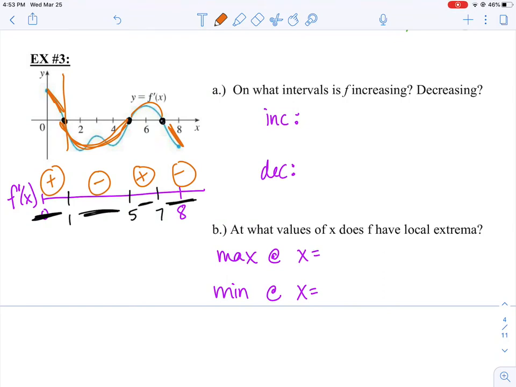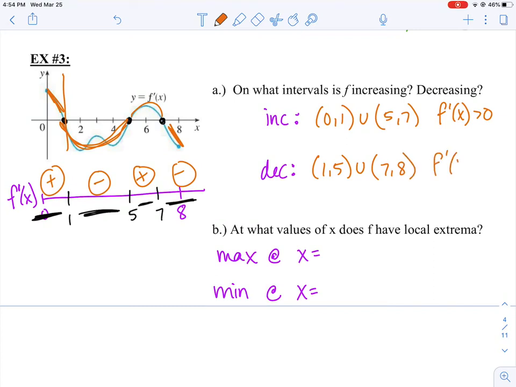So now that I have that information, I should be able to answer the full question. I should be able to now figure out where my original graph, even though I don't have it, is increasing and decreasing by just looking at the value of the derivative. So I know that my original graph f is increasing when my derivative is positive. That means my original graph f is increasing from 0 to 1, and again from 5 to 7, because the derivative is positive. I know that my original graph is decreasing from 1 to 5, and then again from 7 to 8, because that's when the derivative is negative. I should be able to tell all of that by just looking at the graph of the derivative.